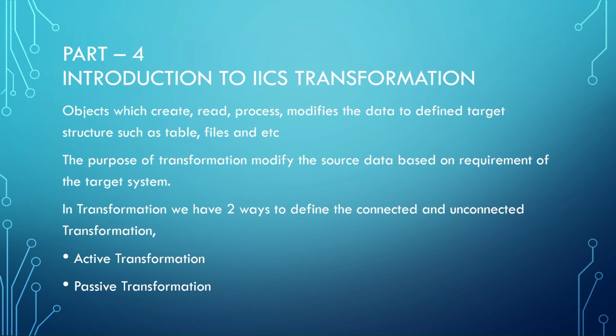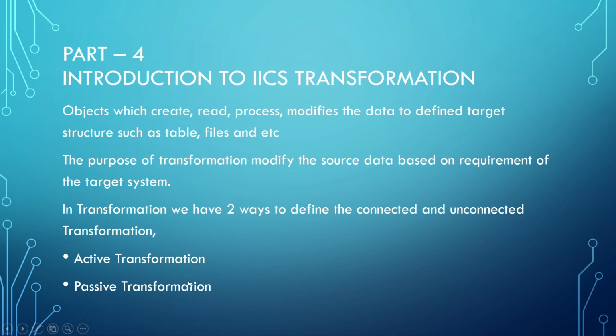The main purpose of a transformation is to modify the source data based on the requirements of the target systems. In our target, it may be tables or files. These transformations are classified as connected and unconnected, and they are also defined as active and passive.